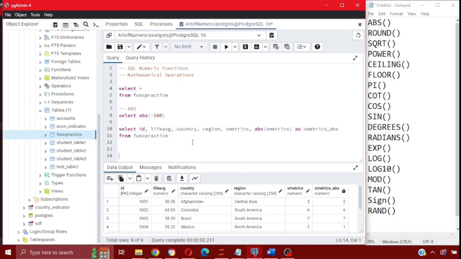So why do we use absolute values? You will be surprised, you will make use of it a lot. I've used it a lot, especially the last time I remember, I used it for variance.